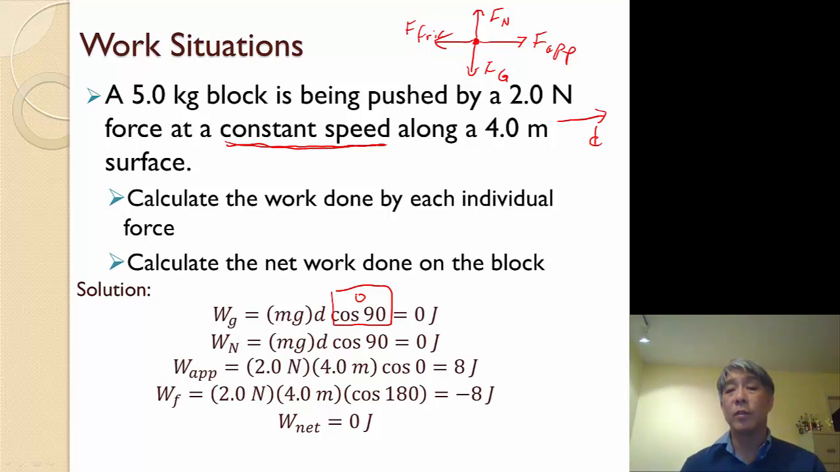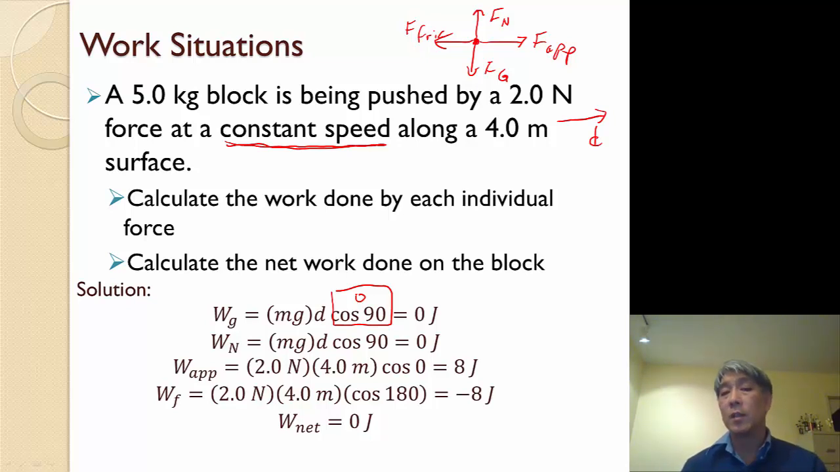My applied force, however, is the one that's doing most of the work here, or is doing positive work. It's pulling my block in the direction. So it's 2 newtons for 4 meters times the cosine of 0. It's done 8 joules as this block is being dragged across the floor.